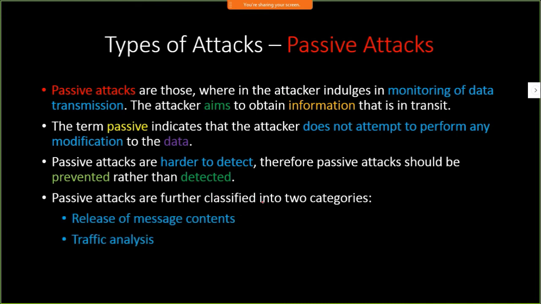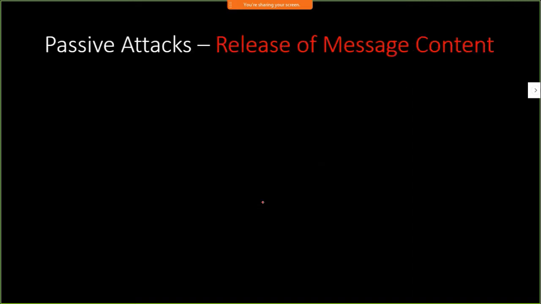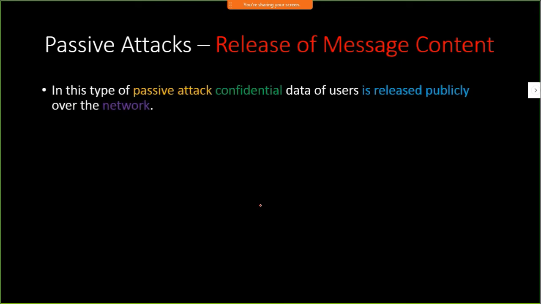There are two categories of passive attacks: release of message content and traffic analysis. So what is release of message content? In this type of passive attack, confidential data of users is released publicly over the network. That means sometimes the attacker releases your confidential data in public. You have all heard about Zoom, which you have used. Maybe some persons or attackers, or Zoom itself, sold your personal and confidential data to the dark web. That is a kind of passive attack. Your personal data will be sold publicly. That is a passive attack, and release of message content means your confidential data is released in public.